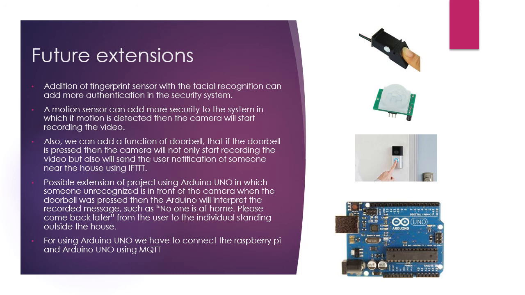A possible extension of the project using Arduino Uno: if someone unrecognized is in front of the camera when the doorbell is pressed, then the Arduino will play a recorded message from the user, such as "No one is at home, please come back later," to the individual standing outside the house. To do this, we have to connect a speaker to the Arduino. The Raspberry Pi will send a notification to the Arduino, and the Arduino will further play the message. For communication between the Raspberry Pi and Arduino, we have to use MQTT.